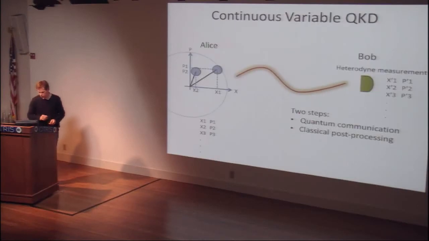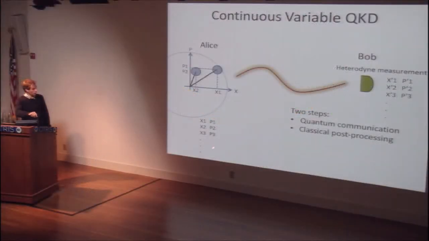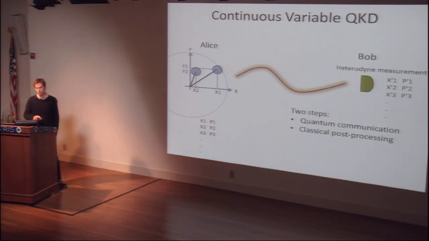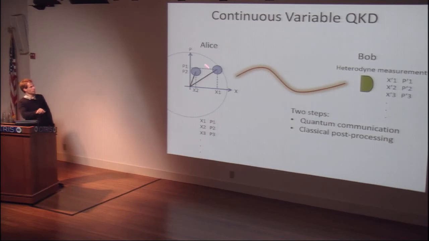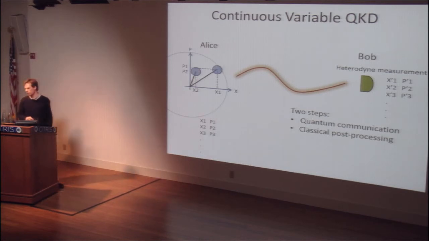So let me go through the protocol in greater detail. So we again have the 2 parties, Alice and Bob. They want to communicate via this quantum channel. So what Alice is doing is that she is encoding a set of random variables, x and p's, into a coherent state of light. And this is shown here in phase space, where x and p are the amplitude and phase quadratures. So you simply, in different coherent states, encode these random variables.